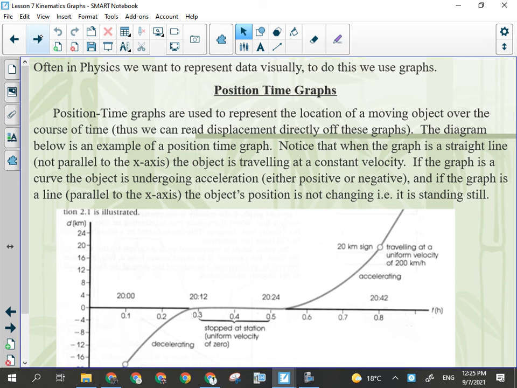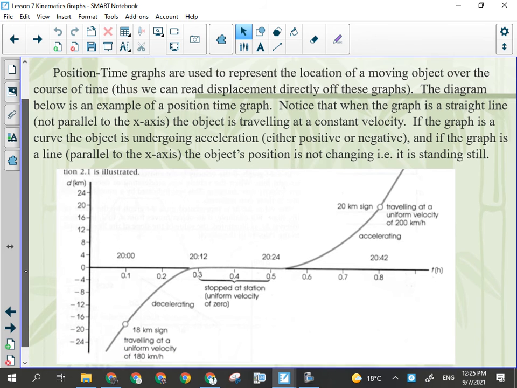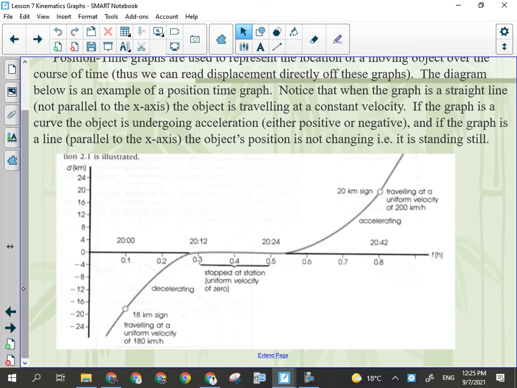The first part of the graph that we see here, this position versus time graph, from this dot back, is just a straight diagonal line. And it says here that at this point, it is traveling at a uniform velocity of 180 kilometers per hour. So why does a diagonal line on this graph indicate that it's traveling at a constant velocity?